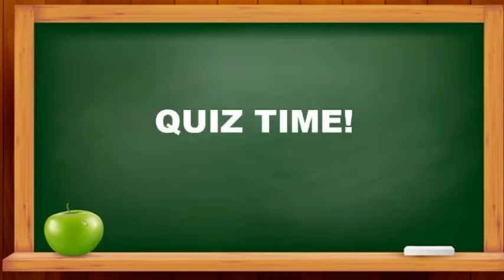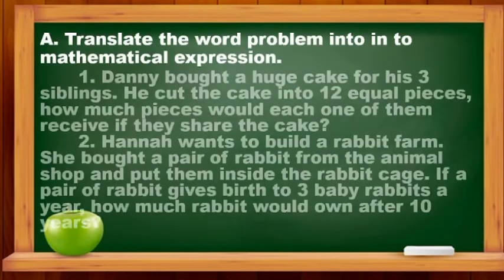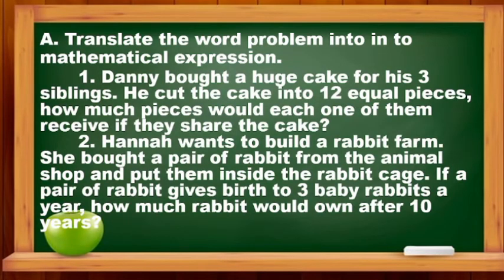So, the first, A. Translate the word problem into mathematical expression. So, number 1. First, Danny bought a huge cake for his 3 siblings. He cut the cake into 12 equal pieces. How many pieces would each one of them receive if they share the cake, including Danny?